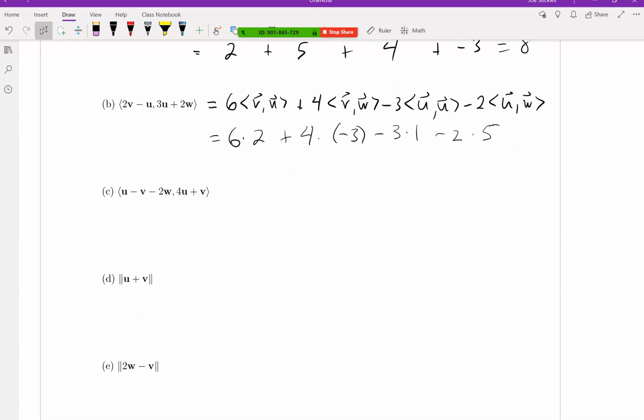C is similar, so you could do C as well, so I'm not going to go through C. Any questions on B?